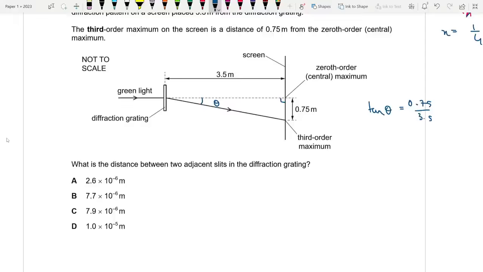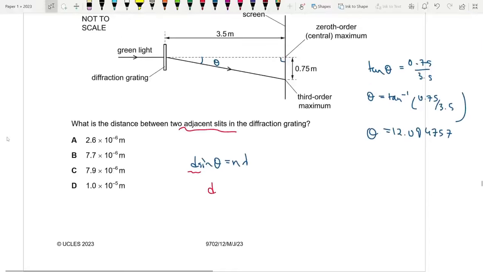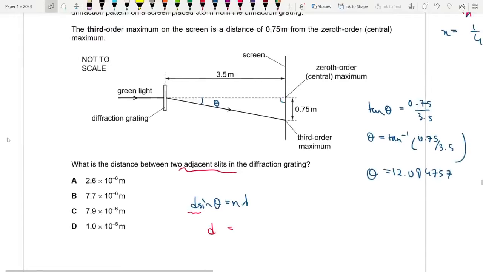So what is theta exactly? Theta is tan inverse of 0.75 by 3.5. Let's do it. 0.75 by 3.5, tan inverse answer gives me 12.094757. I'm taking many significant figures or else it won't match. So we know that the formula is d sine theta equals n lambda, and they want us to find d, the distance between two adjacent slits in the grating. So we can write d is equal to, since this is the third order maximum, n is 3, 3 times lambda, lambda is 550 nanometers.